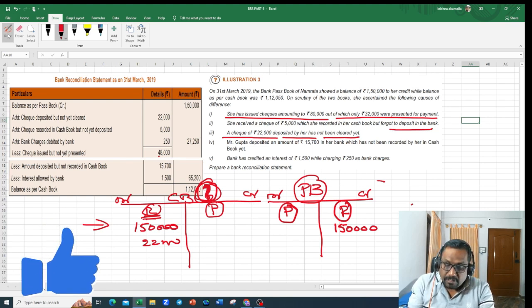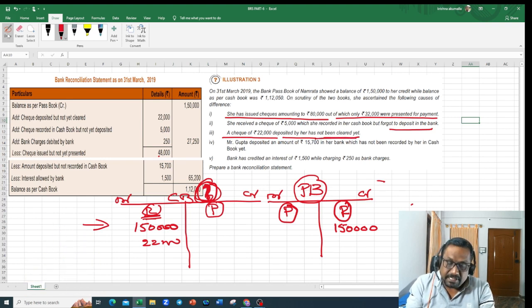This also is to be recorded on the receipt side by the banker. But he said that was not cleared yet. That was not cleared by the bank. The banker did not collect that amount yet. So since he did not collect, he wouldn't have recorded it. Now you see, what is the balance here?